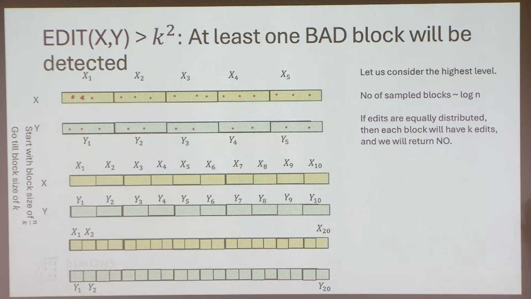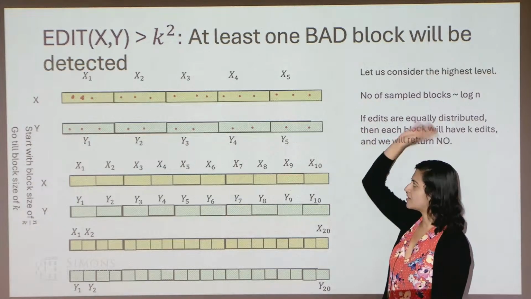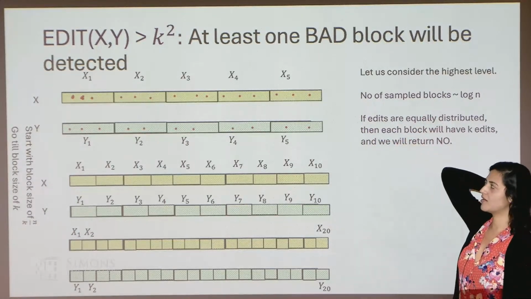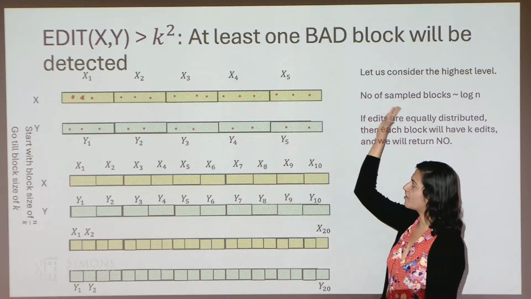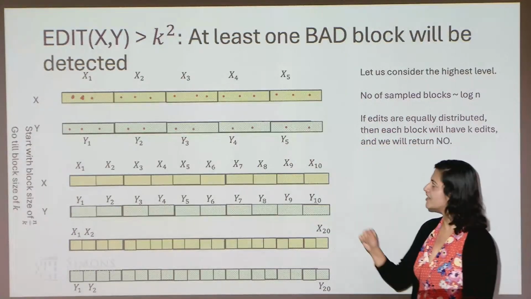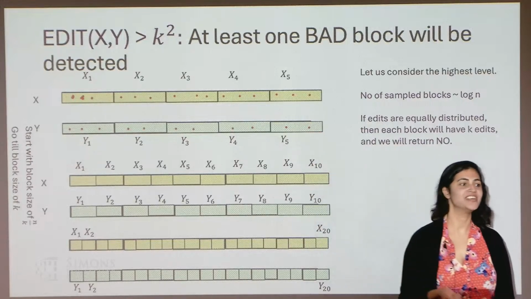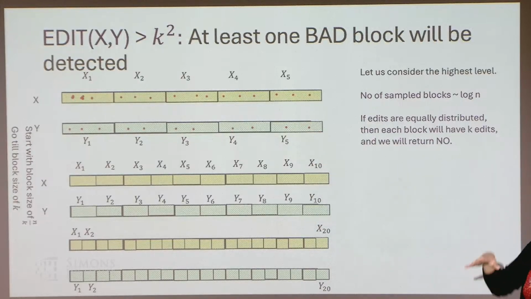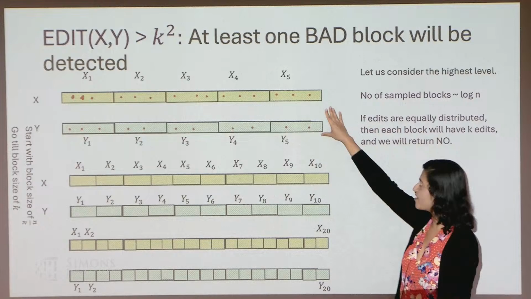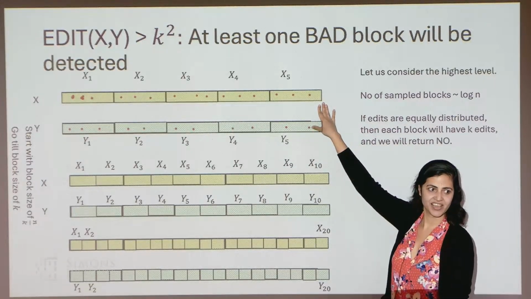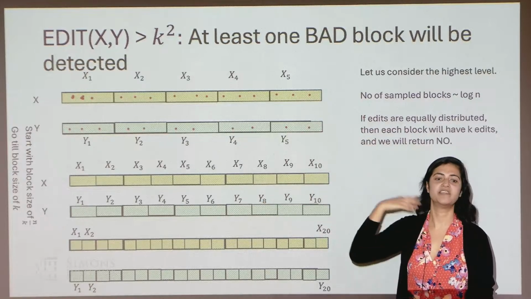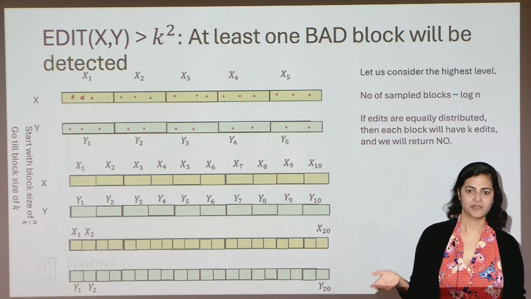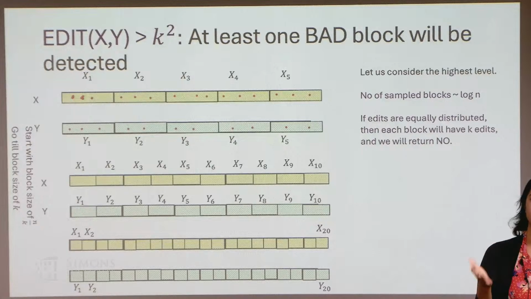So let us consider the highest level. Suppose the edit distance is greater than k squared, and not only that, these k squared edits are distributed uniformly across all the blocks. If that was the case, then each of these blocks would be contributing more than k edits. So whichever block you sample, it will return greater than k, so you will return no. But that happens only when your edits are uniformly distributed.